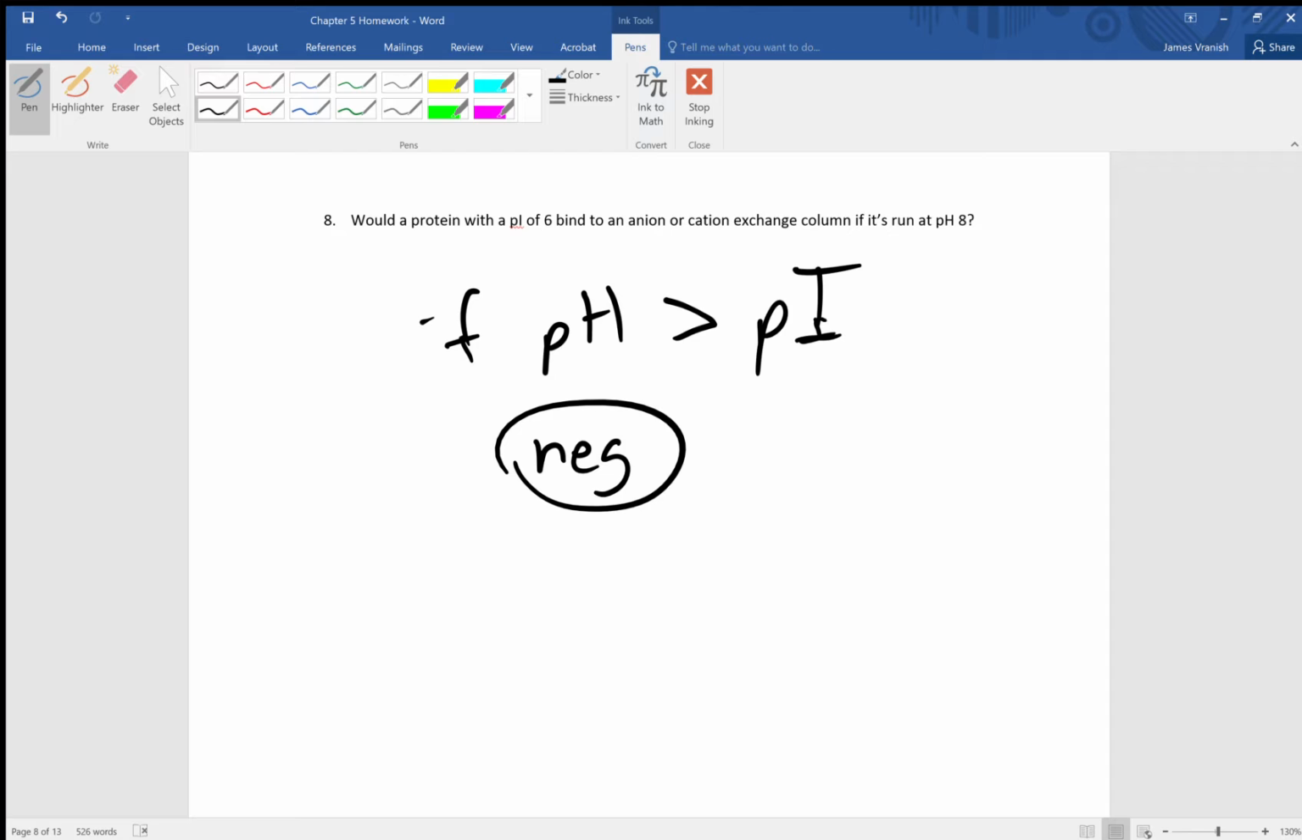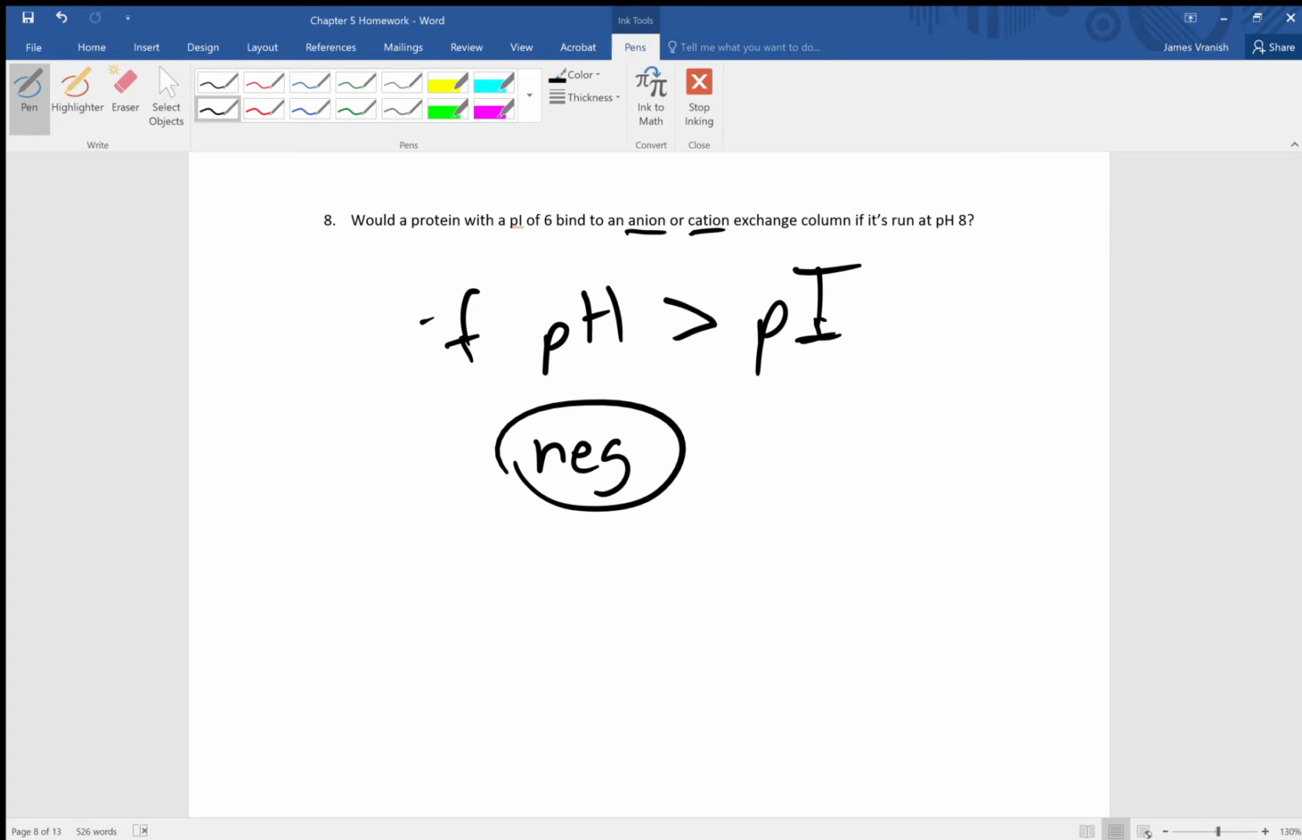Well, the name anion or cation exchange column tells you what kind of ions that column binds. So an anion exchange column exchanges anions, meaning it binds anions. Cation exchange columns bind cations.